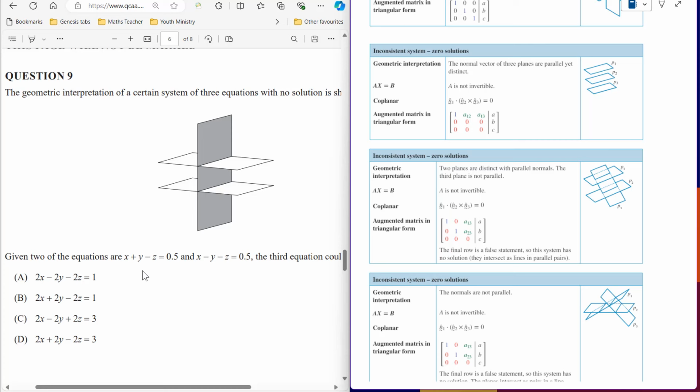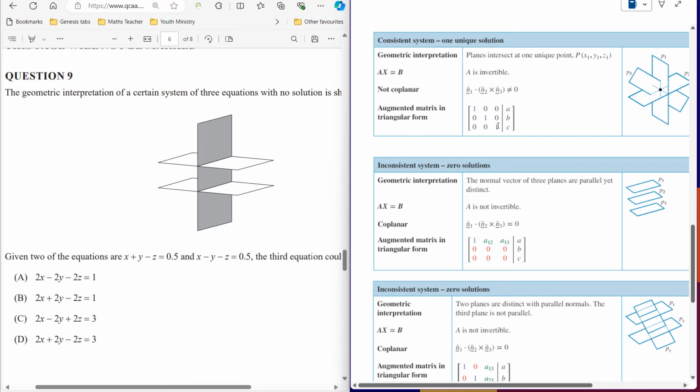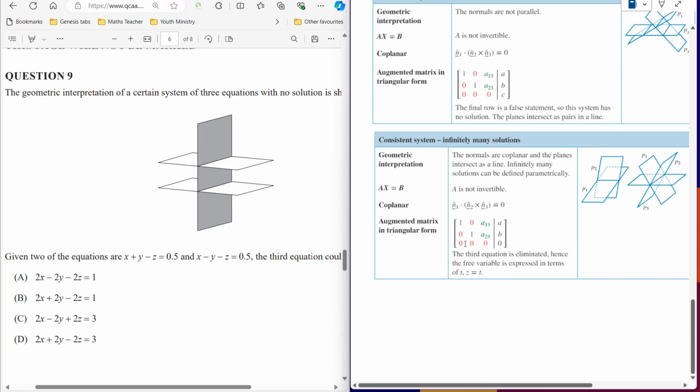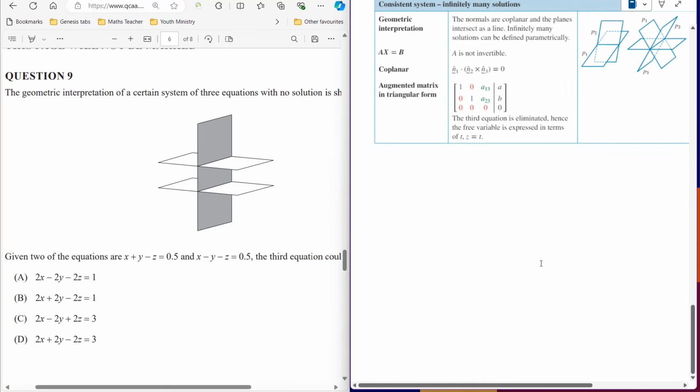So I think to solve this, you have to put these into a matrix and then try and get to this matrix. If it has 1 at the bottom, it's a unique solution. Constant at the bottom, no solutions. All zeros at the bottom, infinite solutions. So let's try and do this. The first equation, the coefficients are 1, 1, negative 1, 0.5. Then the second equation is 1, negative 1, negative 1, 0.5.